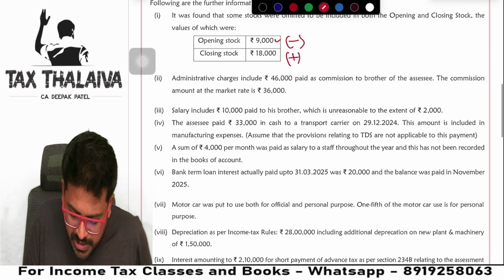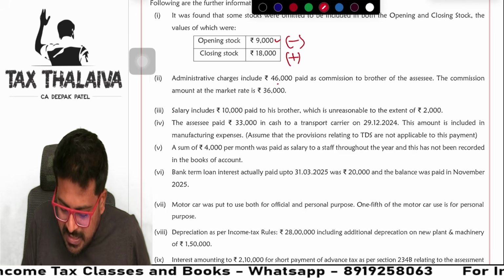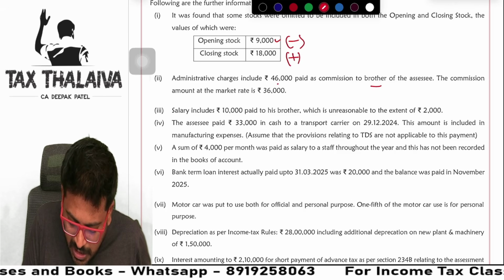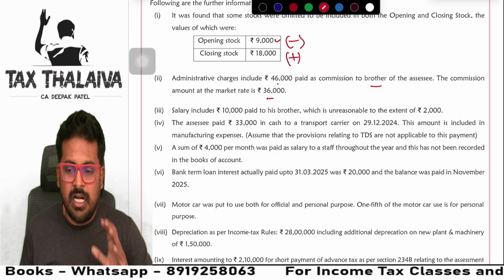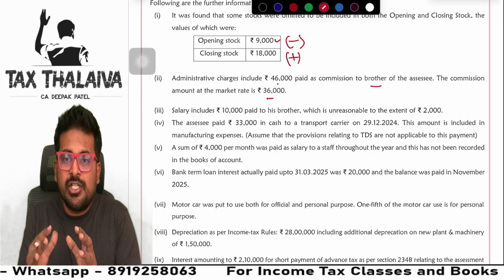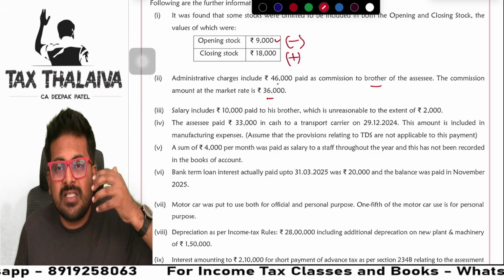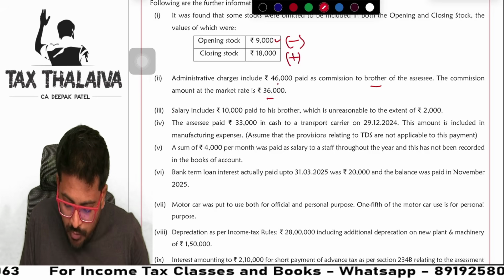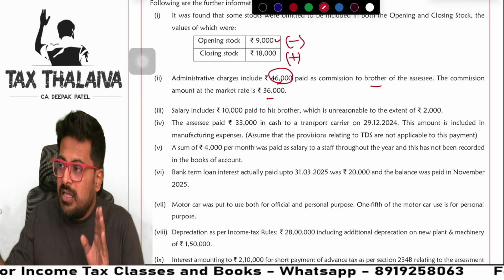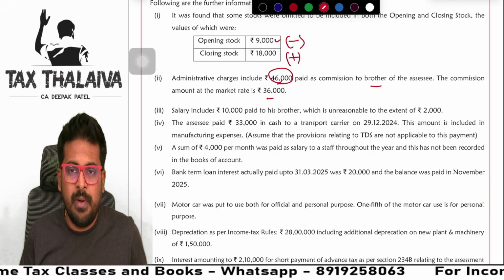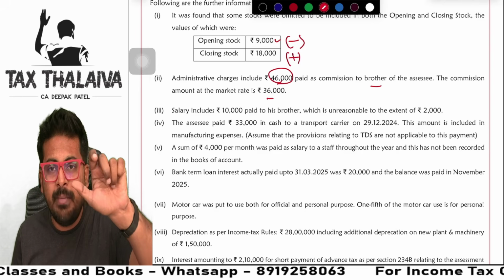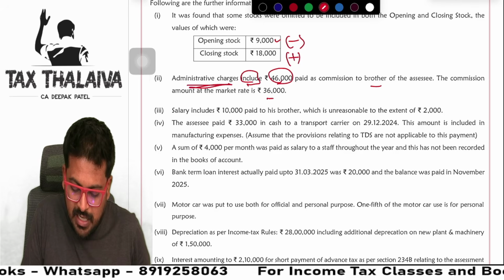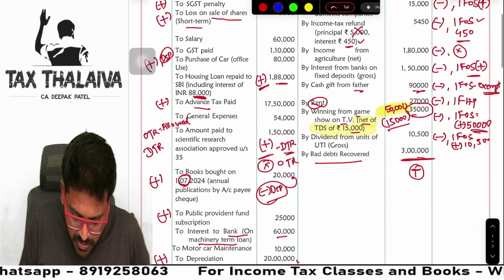Next, administrative charges of 46,000 paid as commission to brother of assessee. Commission amount at the market price is 36,000 only. Guys, under PGBP there is one adjustment: payments to related parties. If you make any excessive payment of expenditure to any related parties, that excess payment has to be disallowed. For your brother you are paying 46,000. In the market you pay 36,000 for the same expenditure. 10,000 excess you are paying to a relative who is a brother, and this administrative charges include it.